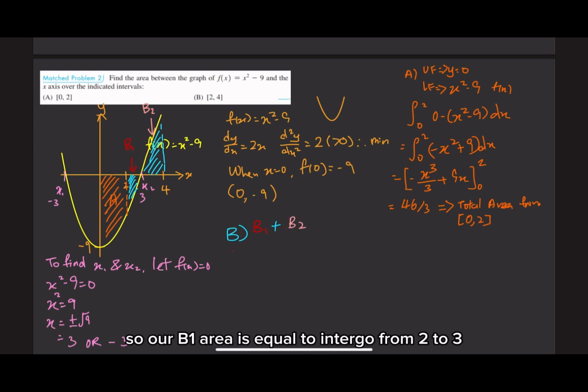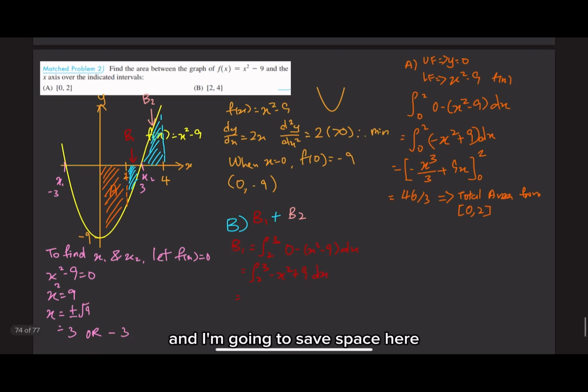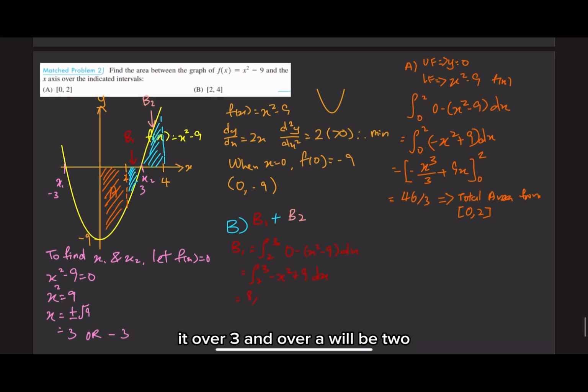So our B1 area is equal to the integral from 2 to 3, upper function minus lower function, which is 0 minus our f of x, x squared minus 9, dx. You will get the integral from 2 to 3 of negative x squared plus 9 dx. I'm going to save space here, but I'm just going to type in my answer, 8 over 3.